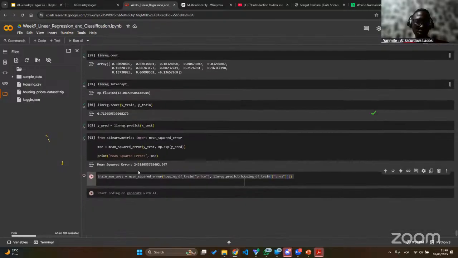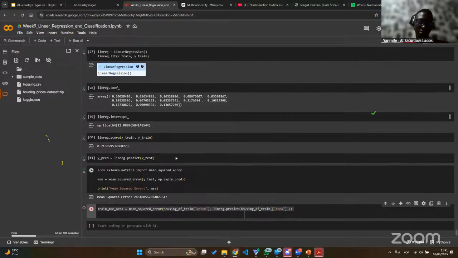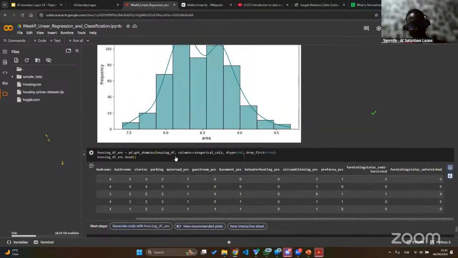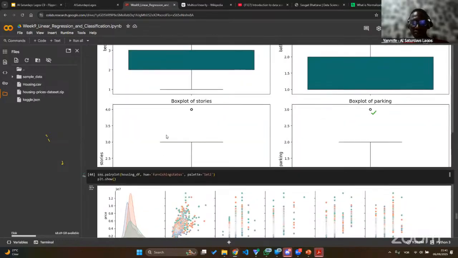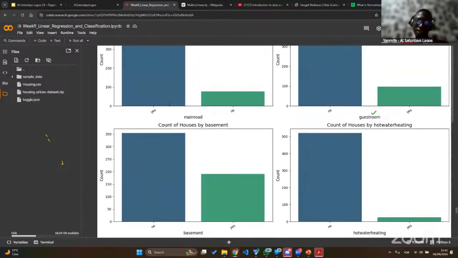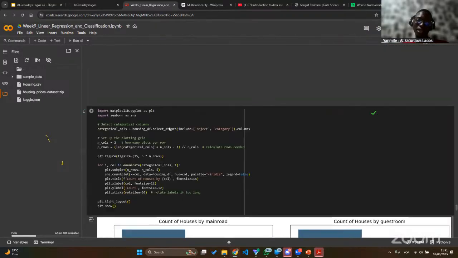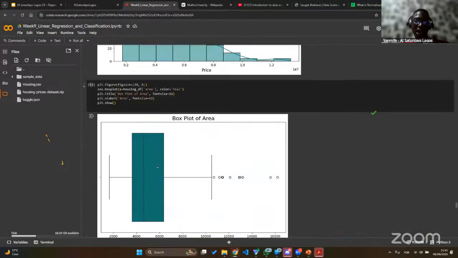But this is actually nice. Our model is working nice right now. So that's about building a linear regression model. So this is already an expo for all of you guys that have not done your assessment.